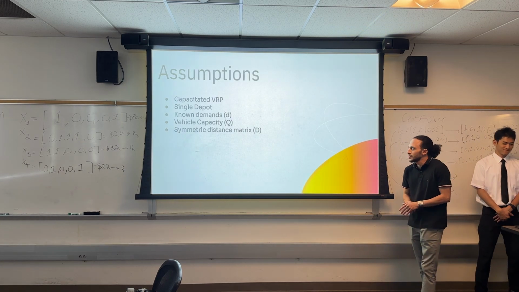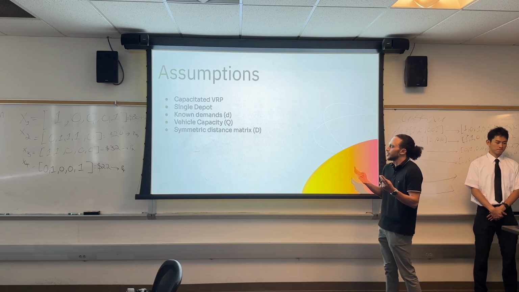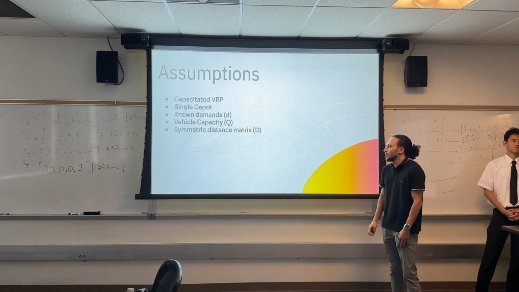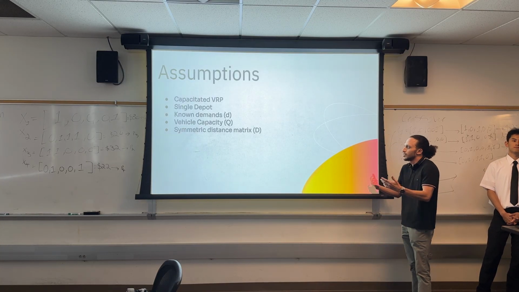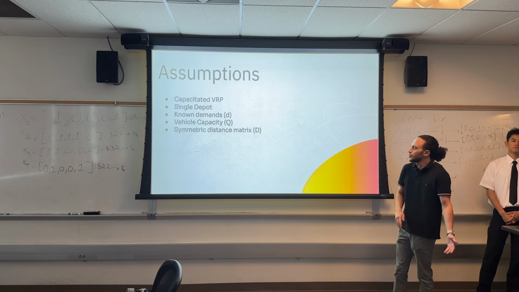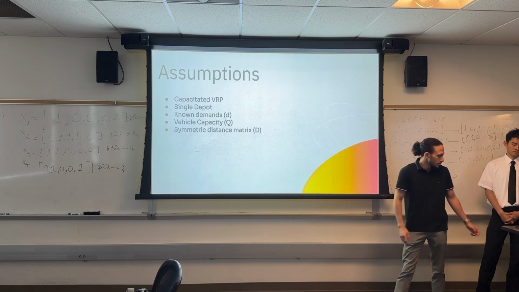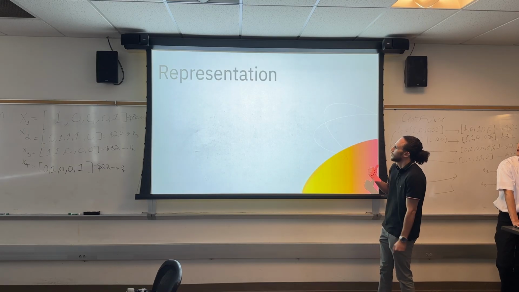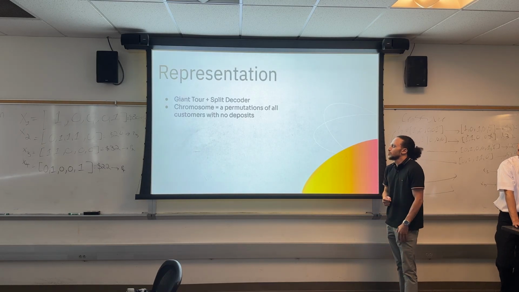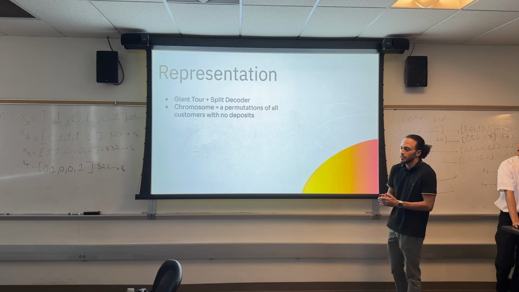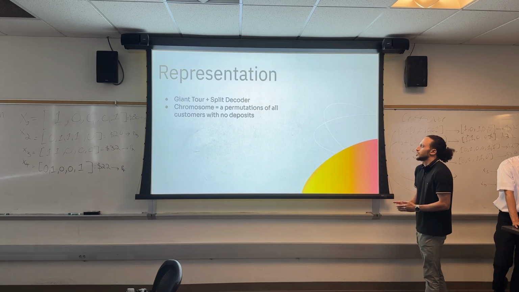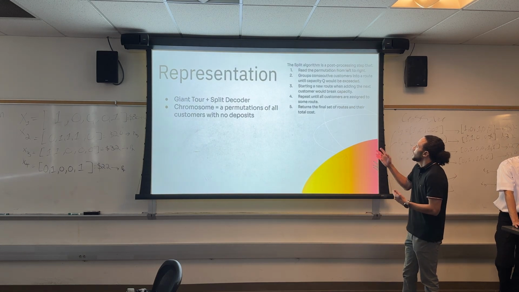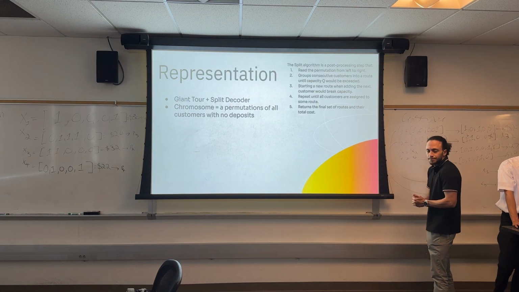So to make it simpler, I'm using something called capacitated VRP. It's just a simplified version of VRP where we have just a single depot, and then we're given the known demands, the vehicle capacity, and the cost matrix. And then for our representation, we'll be starting with a giant tour plus a split decoder, which I'll explain in a second. Our chromosome is going to be just a permutation of all customers with no depots, just to make things simple.